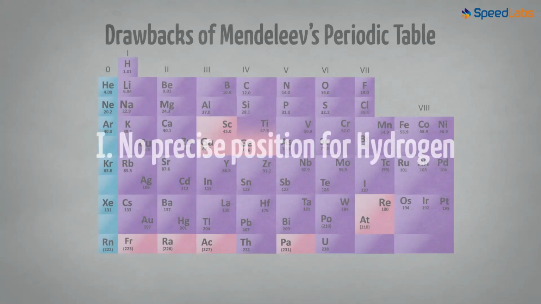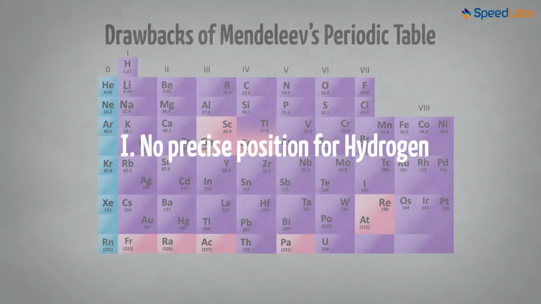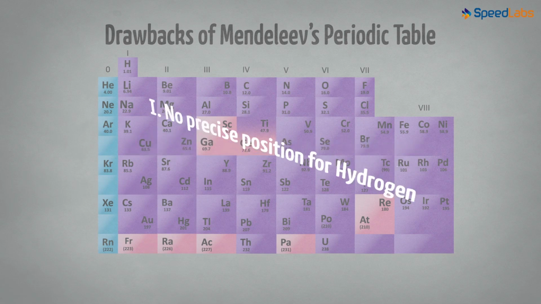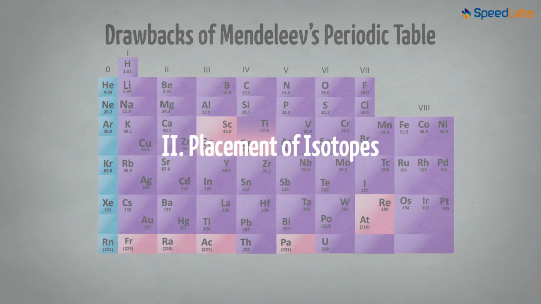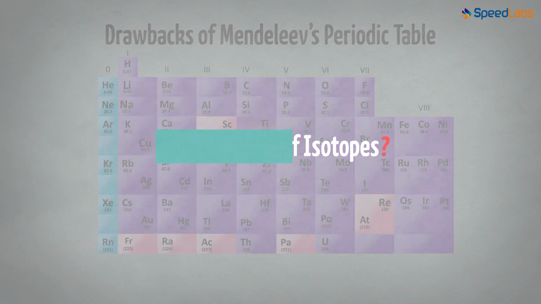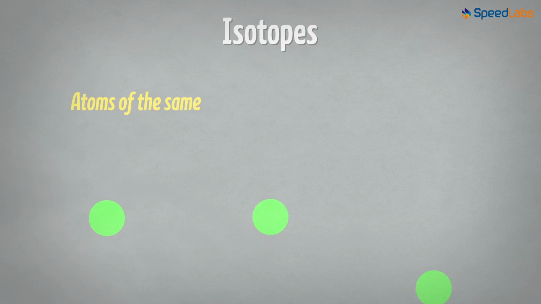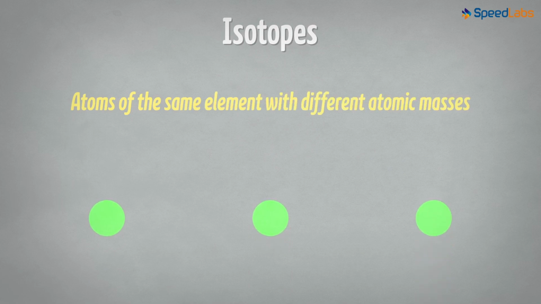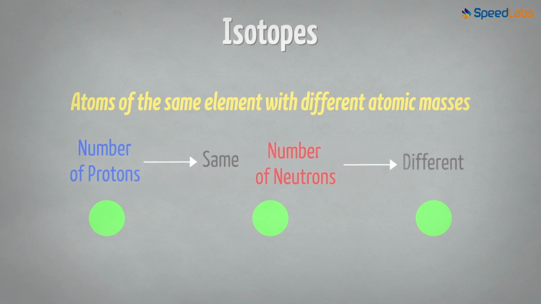After understanding the first drawback of no precise position for hydrogen, let's move to the second one, that's the placement of the isotopes. Before that, can you tell me what isotopes are exactly? That's correct. They are atoms of the same element that have different atomic masses. And why is this so? It's because even though they have the same number of protons, the number of neutrons in each is different.